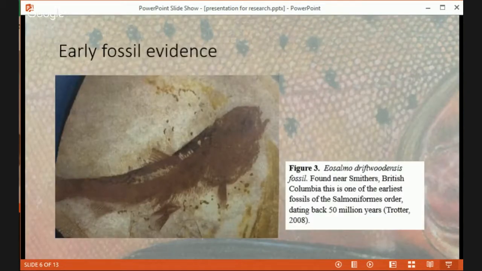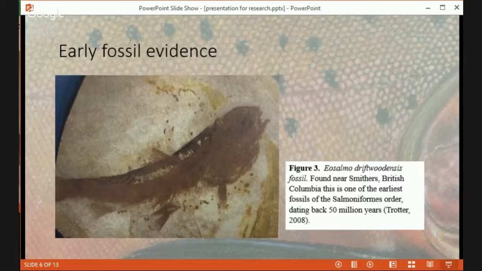So the earliest fossil evidence for relatives of the cutthroat trout, this fossil is called Eosalmo driftwoodensis, was found in British Columbia, and other fossils like this have been found in northern Idaho and Washington. This was dated back to 50 million years ago, and this represents a primal form of the Salmoniformes order.